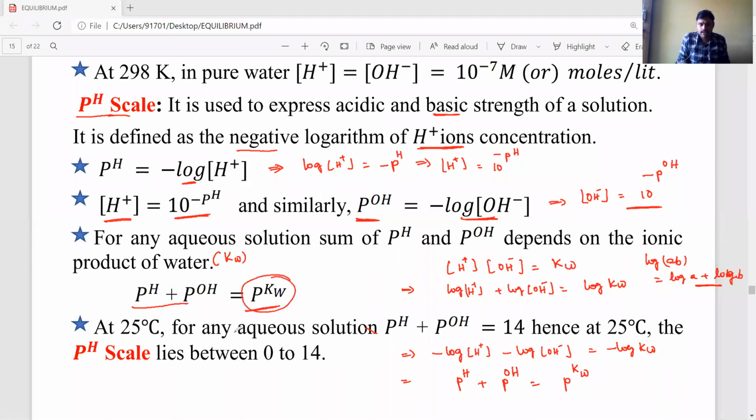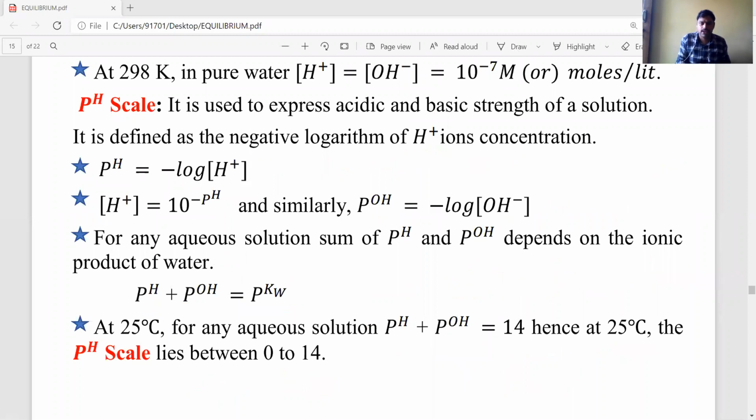Already we know that the Kw value is 10 to the power of minus 14, and the pKw value is 14. Just apply logarithm: minus log 10 to the power of minus 14 is equal to 14. So pH plus pOH is equal to pKw is equal to 14. Okay, let's see the next point. At 25 degrees centigrade, for any aqueous solution, pH plus pOH is equal to 14.